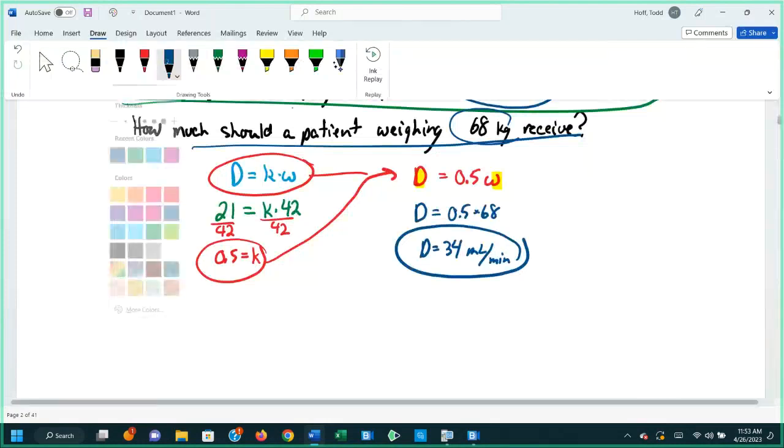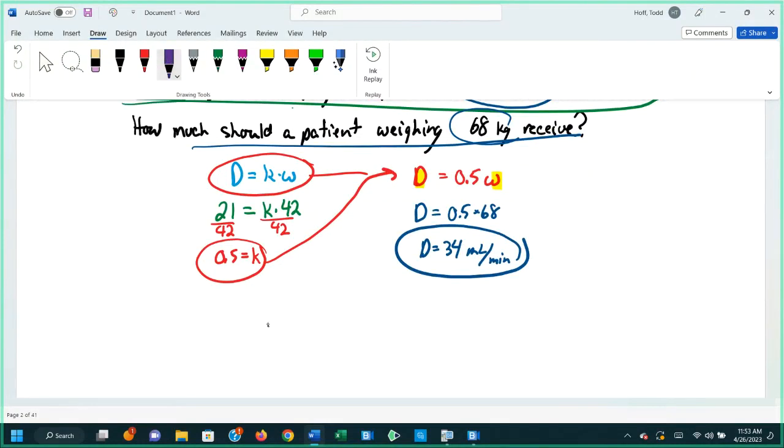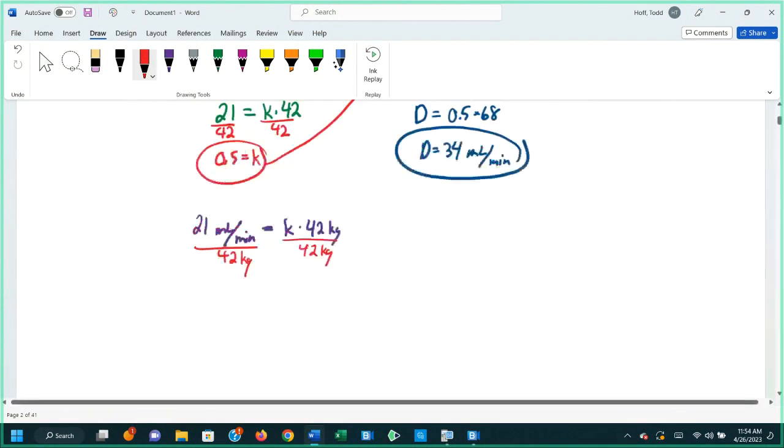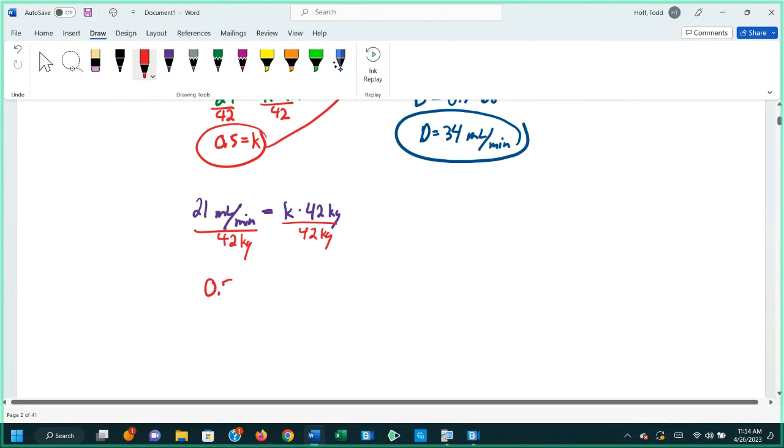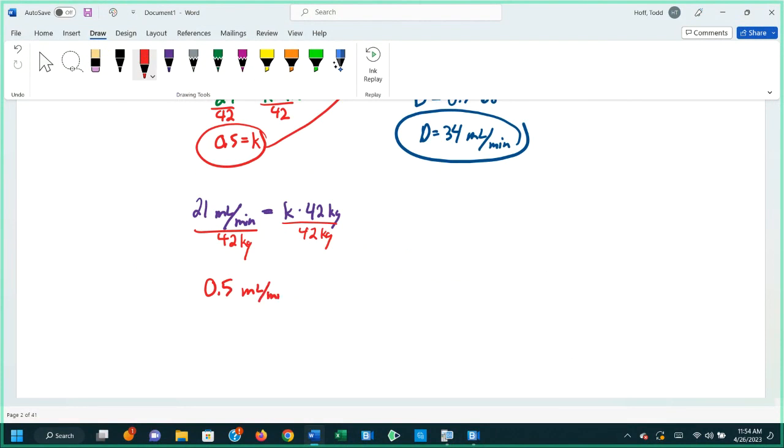So if we really wanted to, we could have left the units in here. So our dosage would have been 21 milliliters per minute equals K times 42 kilograms. And so when we divided out the 42 here, it would have been 42 kilograms we'd divide out. 21 divided by 42 is still 0.5. But now we've got milliliters per minute divided by kilograms. That's milliliters per minute per kilogram is that unit.